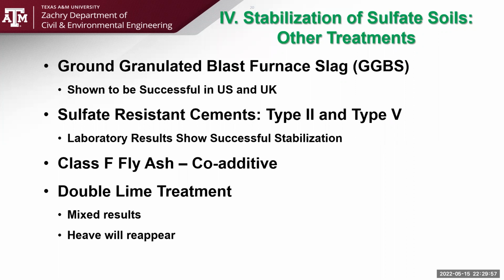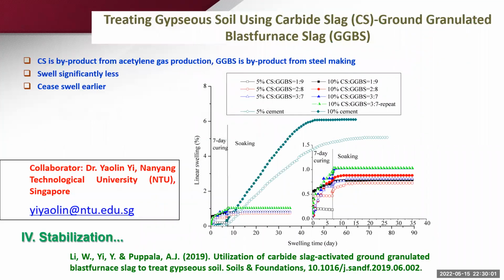And again, that's lime extended mellowing, which I'll talk about later. And there are a few other studies that are being done. This is one of my collaborators, Dr. Yaolin Yi, from again Nanyang Technological University in Singapore. Actually, he uses a lot of different types of slags, GGBS slag and CS material, which is again from carbide slag.